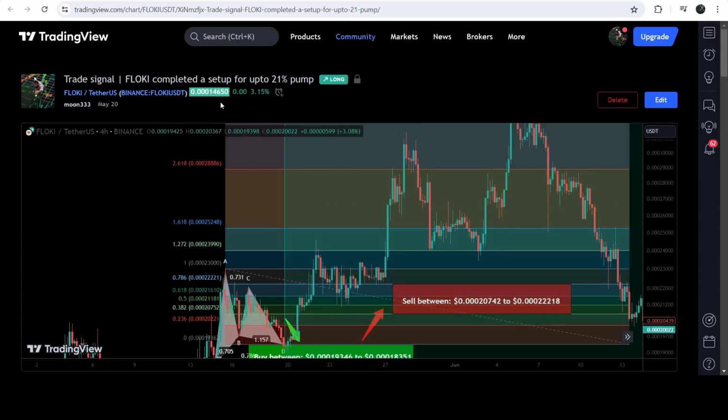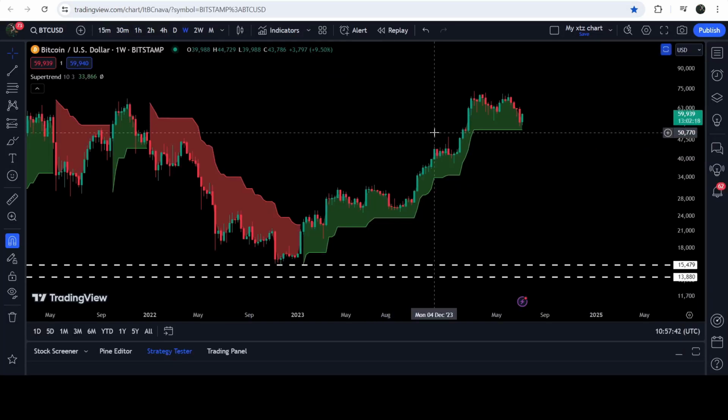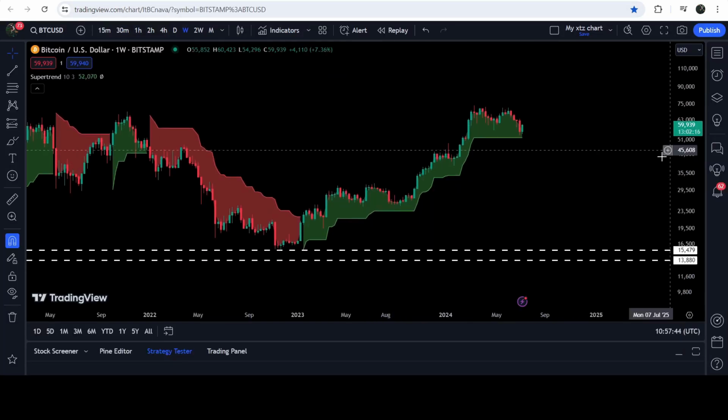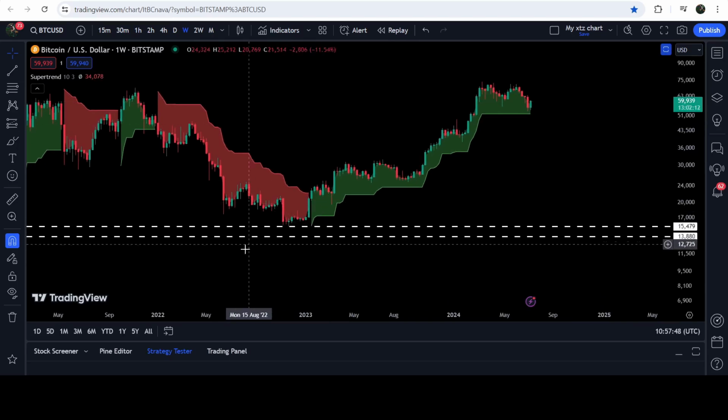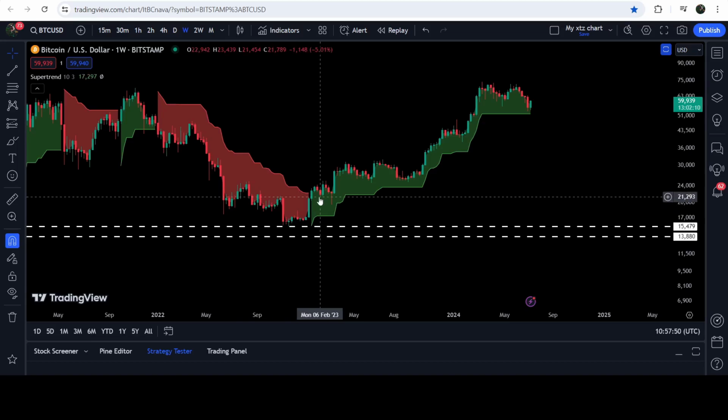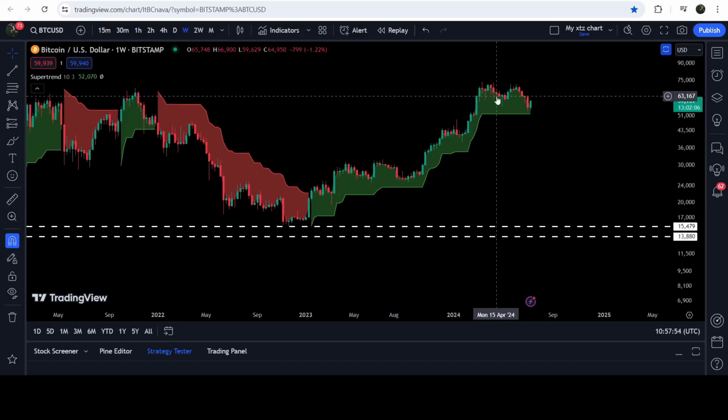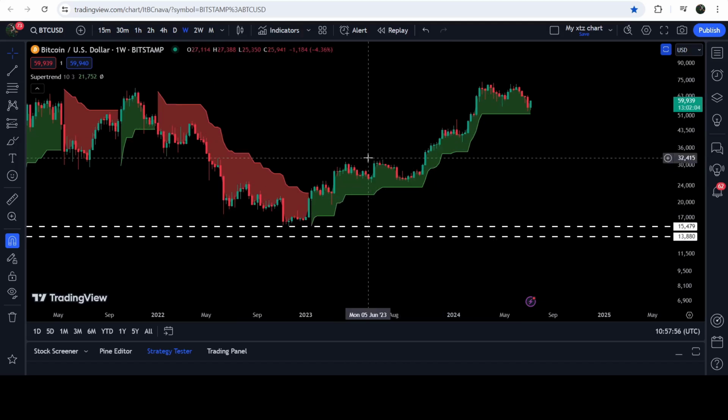Now, let me take you to the live chart of Bitcoin. This is the weekly time frame chart, and this is the super trend indicator that I've been showing you in so many of my previous videos. Whenever the price line breaks out and crosses above this indicator, and it turns green, then you can see that a very long-term bull run on the 7-day time frame chart starts.